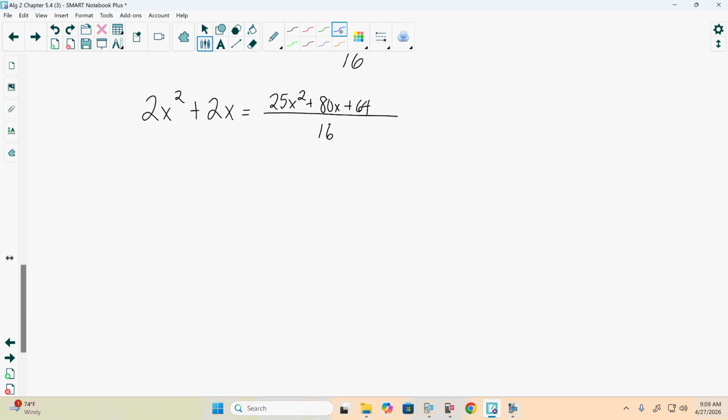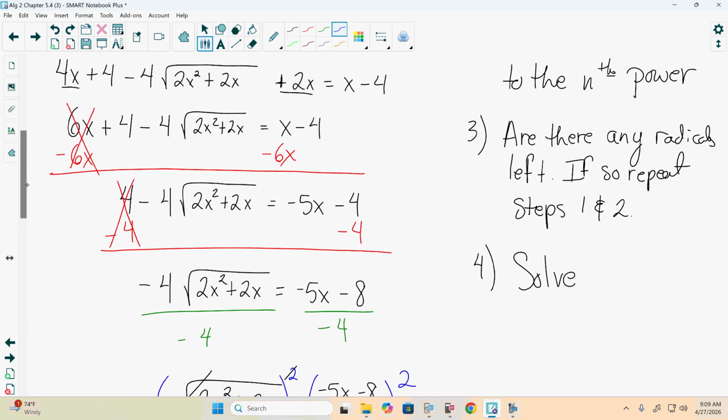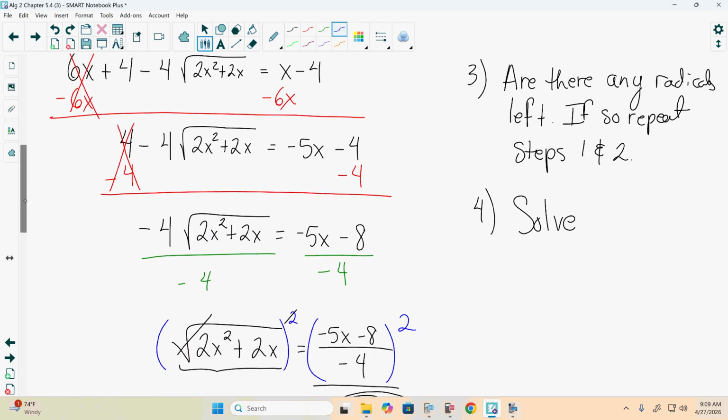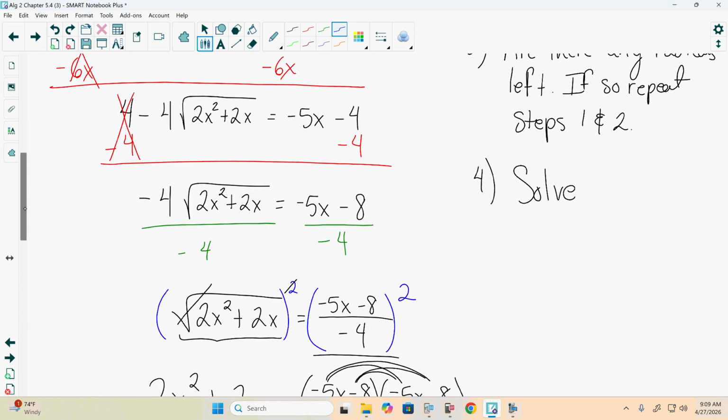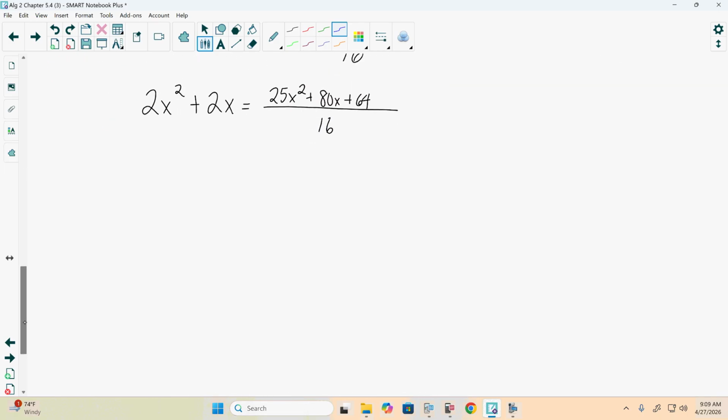Now, we need to start looking at step 3, because we've simplified both sides. We've finished step 2. Step 3, are there any radicals left? If so, repeat steps 1 and 2. There are no radicals left, so that means we can just start solving. We need to solve for x.